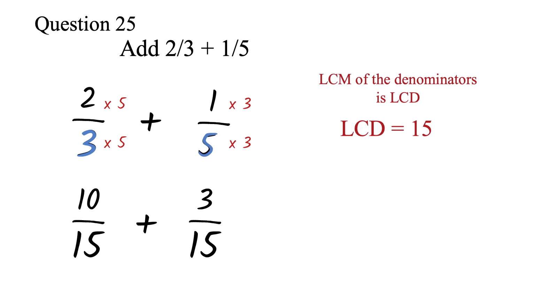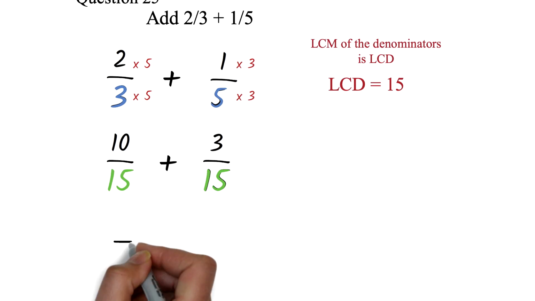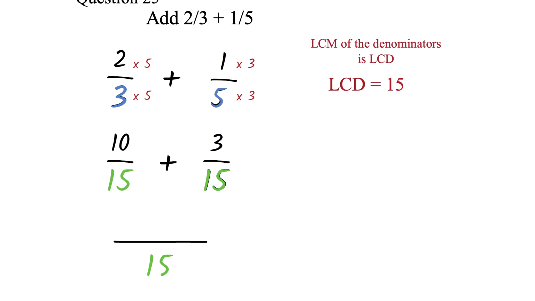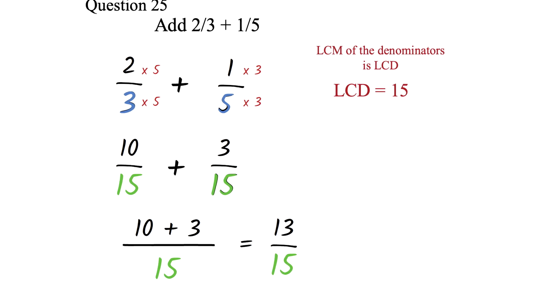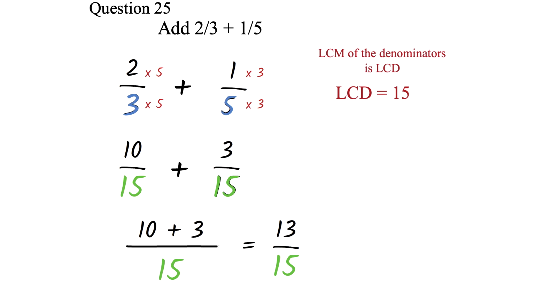Now we can see that the fractions have common denominators. We said we can simply add the numerators in this case. 10 plus 3 will give us 13 over 15. Please note, the two methods we used here are nothing new. They are exactly the same process we used to compare fractions in the previous video.